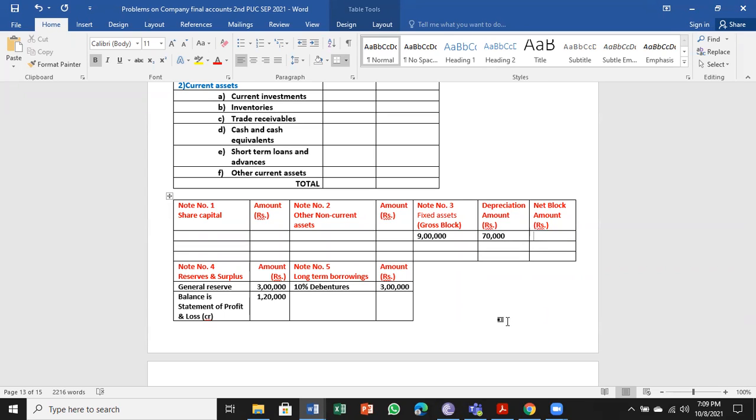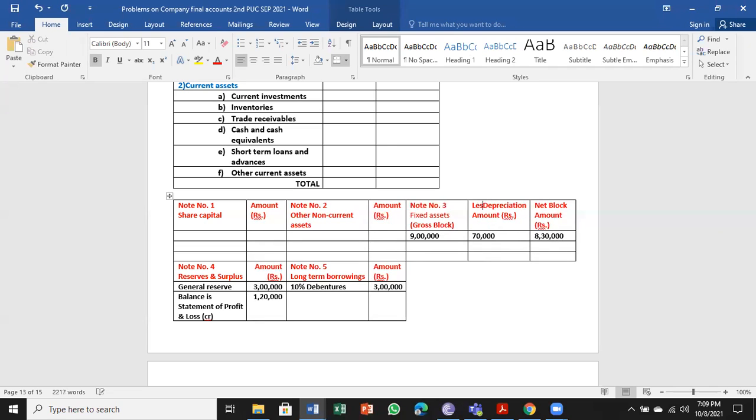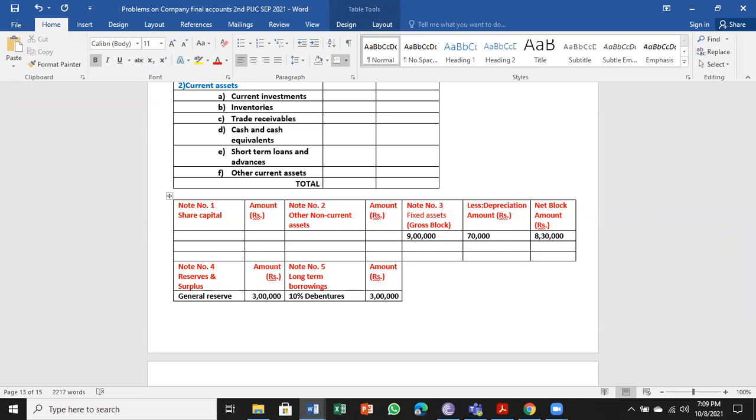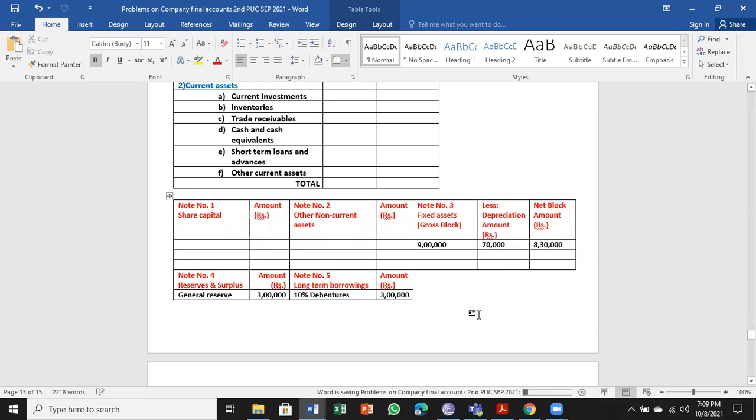Sir, can you tell the formula? Yeah, I have written here. Fixed assets, that is gross block, less depreciation, that will become net block. So 9 lakh minus 70,000 is 8,30,000. So for your reference, okay, you're getting confused, I'll write less depreciation. Is it okay now? Yes, sir. Gross less depreciation will become net block. There's one.